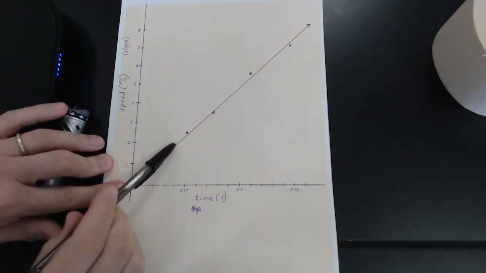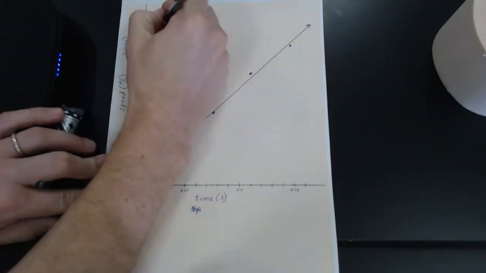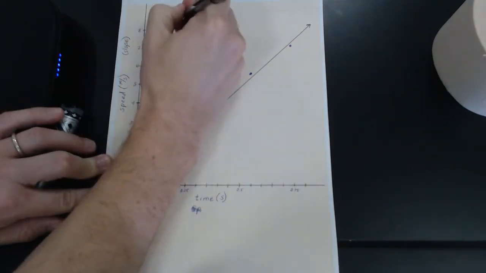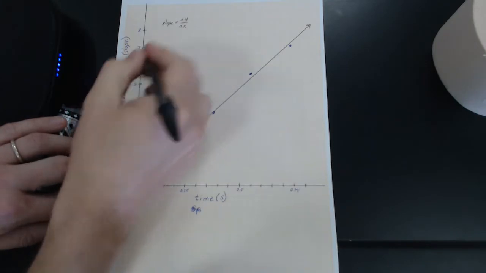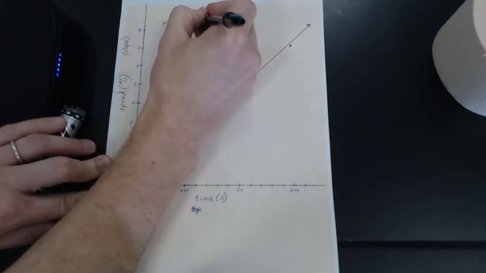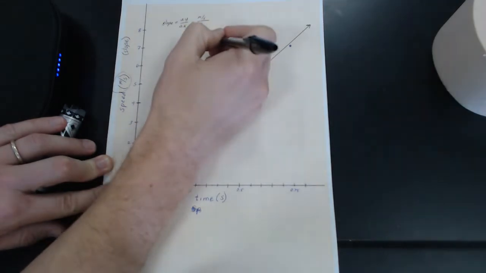This is now the slope of our speed versus time graph. Now, remember again, slope is equal to the change in y over the change in x. And y in this case is meters per second. And then I'm going to divide that by the time, which is seconds. Now, those don't cancel out, right?